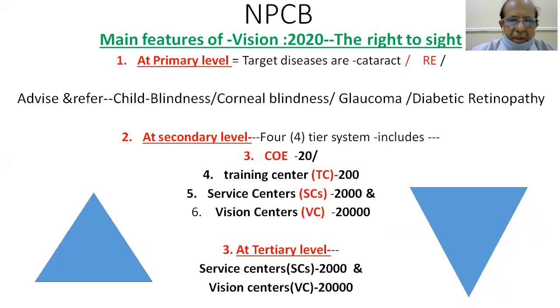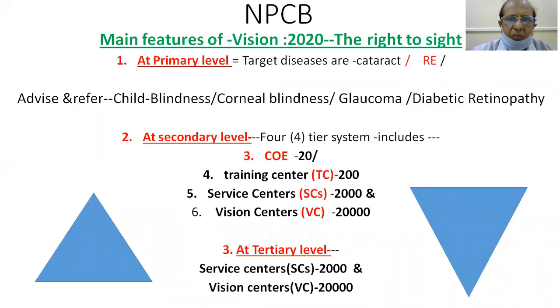So the triangular diagram is there here. The top is the tertiary level, middle is the secondary level, bottom is the primary level. So 3, 2, 1 from below up, 1, 2, 3. One is primary level. This is the reverse one, whereas the left one is the correct one, the right one is not correct. At primary level, target diseases are cataract, refractive error. Advise and refer child blindness, corneal blindness, glaucoma, diabetic retinopathy.